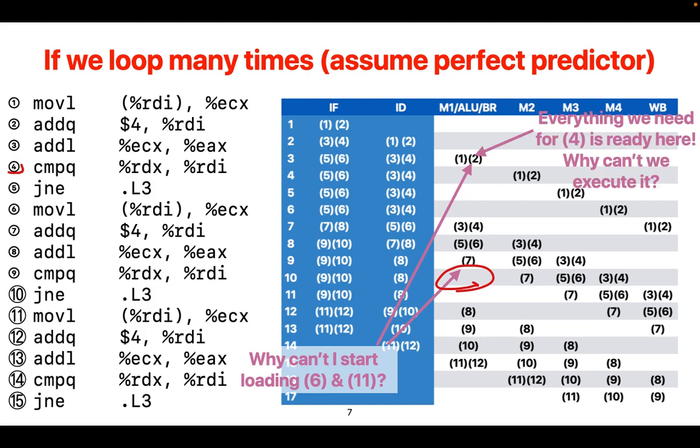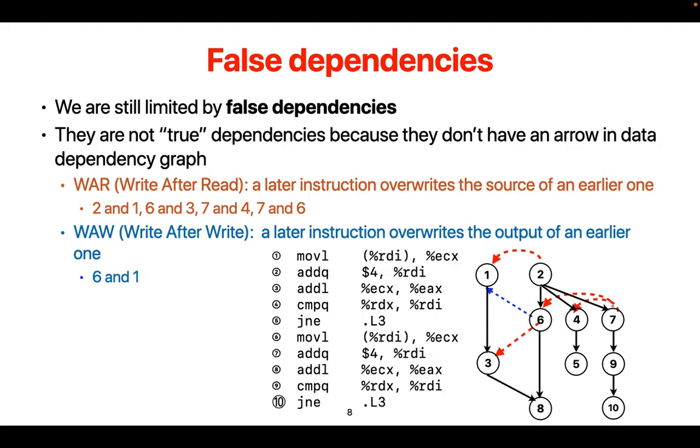Or here, everything we need for instruction 4 is already ready at this time. However, we still cannot execute it because of the head-of-line blocking issue. So there are a lot of these. So our idea is that we want to schedule instructions regardless of their order, as long as the reordering won't cause issues in the correctness of your program.